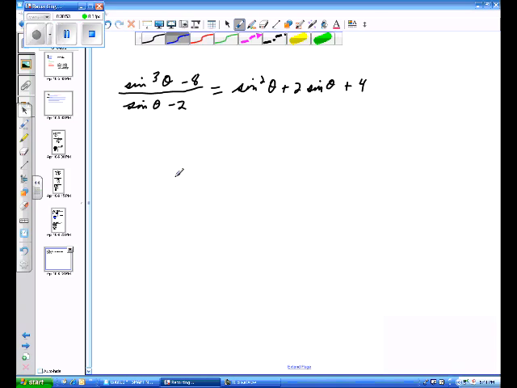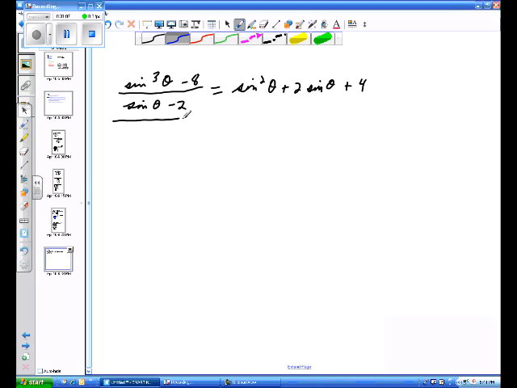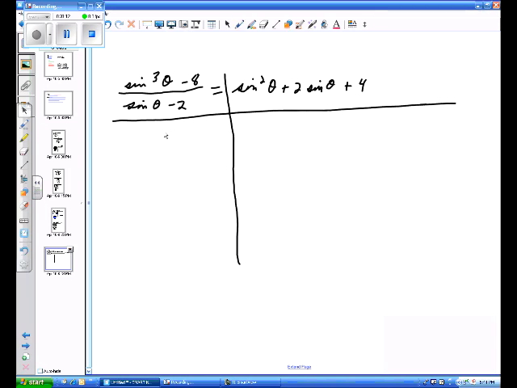Okay, we want to look at this problem where we've got sine cubed theta minus 8 divided by sine theta minus 2 is equal to sine squared theta plus 2 sine theta plus 4. Again, I would say that the left-hand side is a little more complicated because of the cube, and we want to see what we can do with that. Well, again, we think back to algebra. We want to get rid of this denominator, and the only way we can do it is by factoring the numerator.